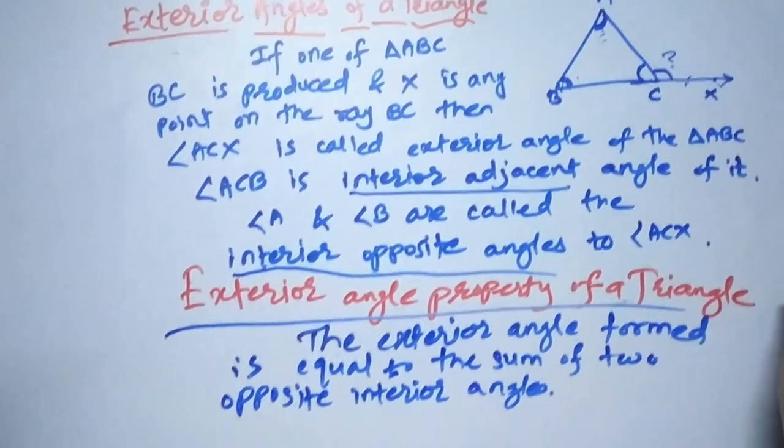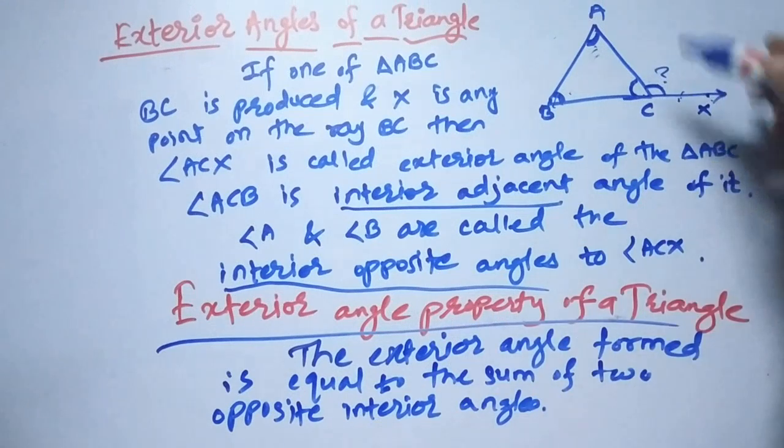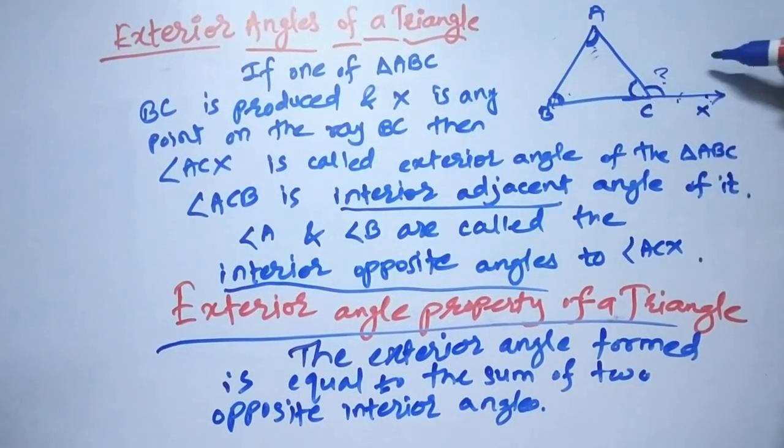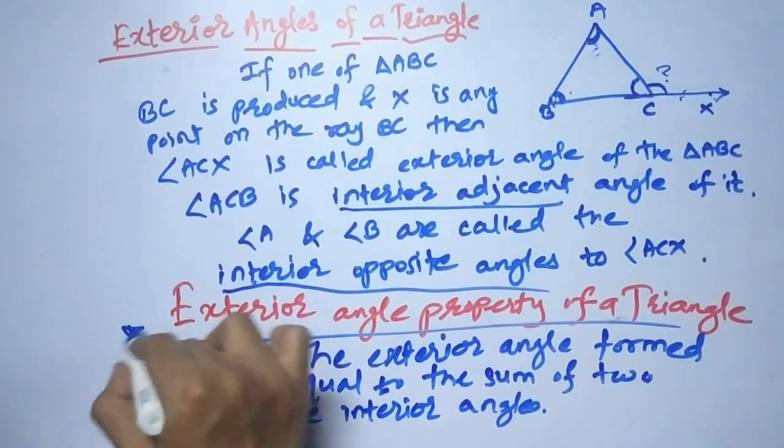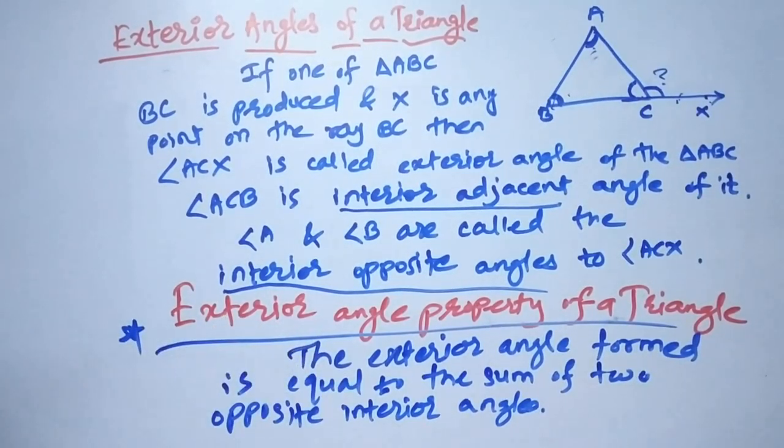So friends, what I am saying, according to this property, this angle ACX is going to be equal to angle A and angle B. This is called the exterior angle property. Now we'll see its proof.